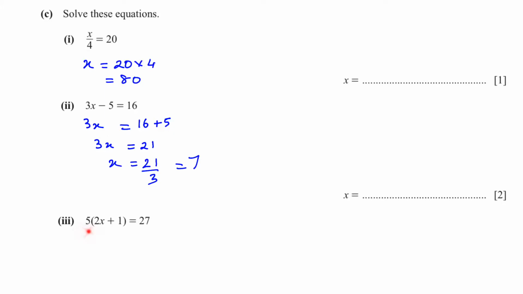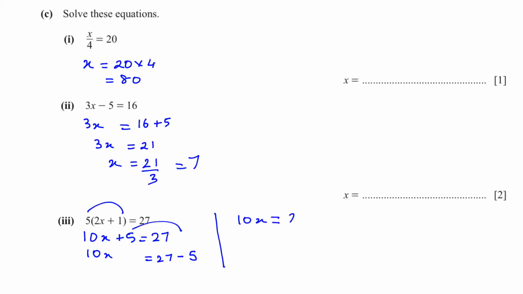We have in the third question 5 bracket 2x plus 1 is equal to 27. You need to open the bracket first. 5 multiplied by 2x will give us 10x. Then 5 multiplied by 1 will give us plus 5 is equal to 27. This 5 when we bring to the other side, it will become negative 5. So you will get 10x is equal to 22. Divide both the sides by 10 and you will get x is equal to 2.2.